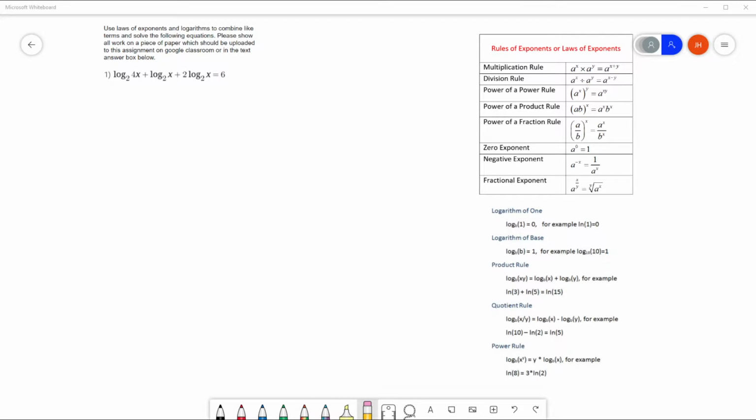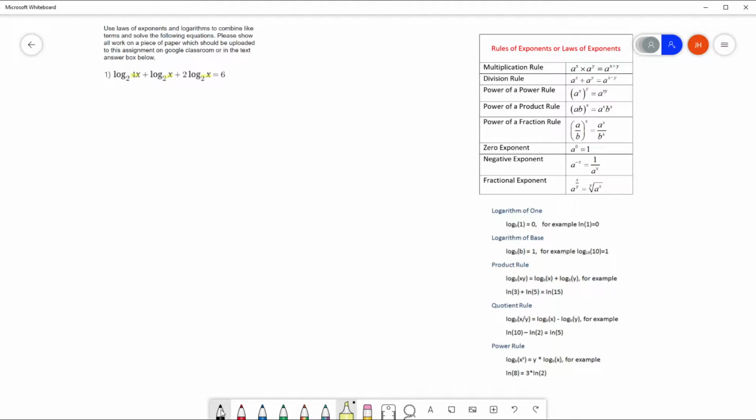This problem here comes from slide 5. It's problem number 1, and it's our first problem where we're using the rules of logarithms in order to solve an equation. Something that's interesting here is that I have all these logs adding each other, and I'm trying to solve for the value of x. Now, you'll notice that each one of these logarithms has the x inside of it.